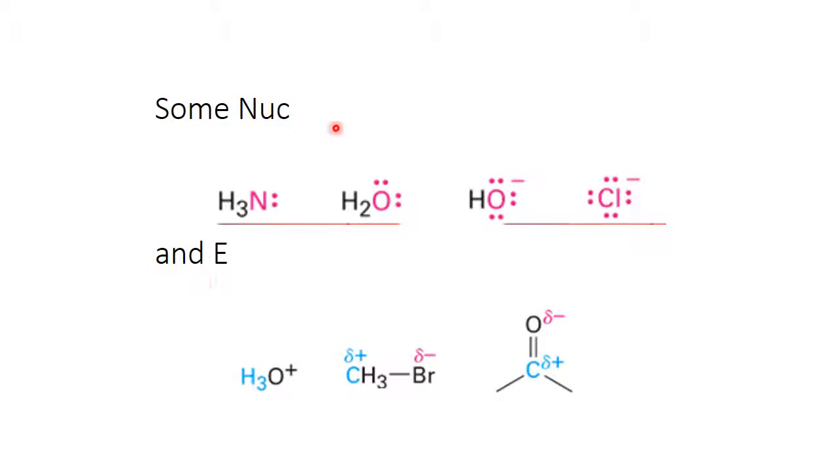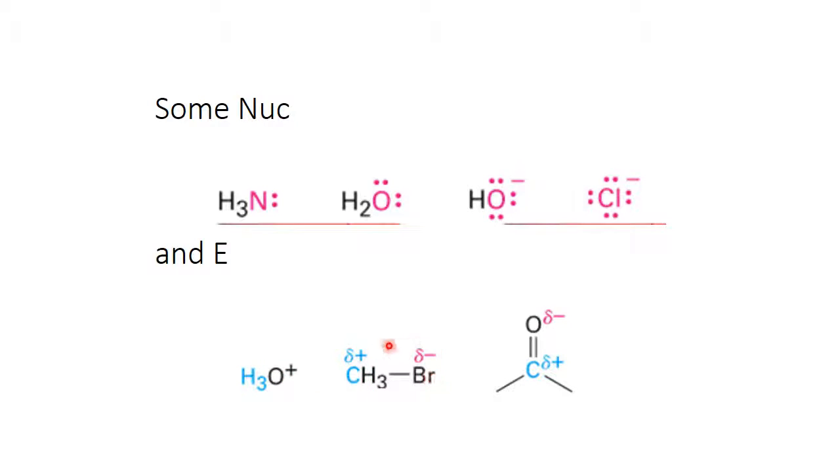Here are some nucleophiles. Notice some of the nucleophiles have negative charge, some have no negative charge. What do they all have? Non-bonding pairs. Here are some electrophiles. The hydrogen in a hydronium ion is electrophilic. Why? Because a nucleophile can be attracted to the hydrogen, not the oxygen, and pull it off of the oxygen.